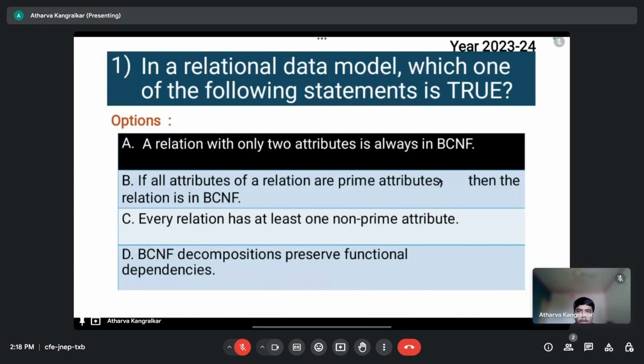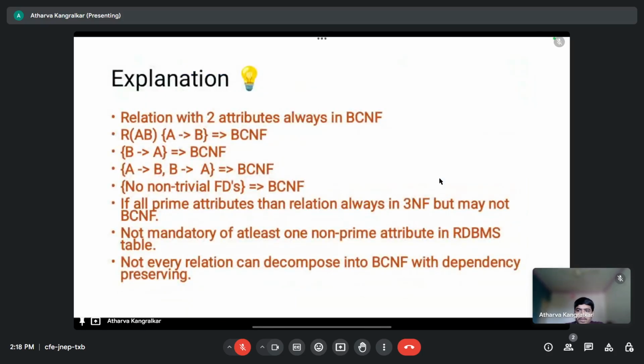So now I am going to explain the following questions based on relational database management systems. The first question is, in a relational database model, which one of the following statements is true? The options are as given below. So the correct option is option A.